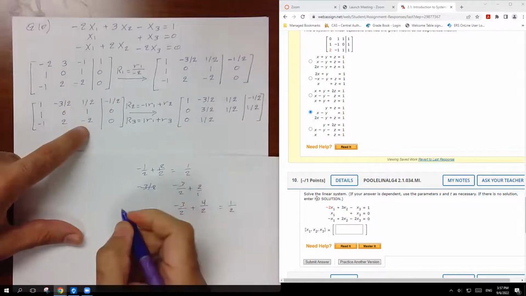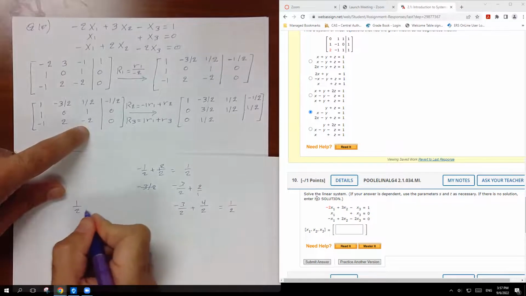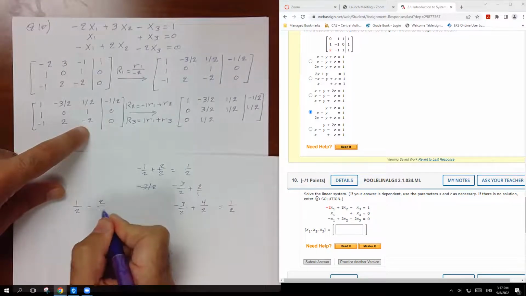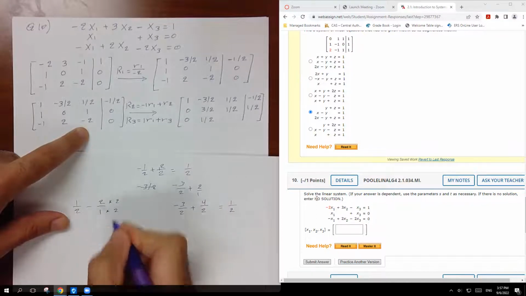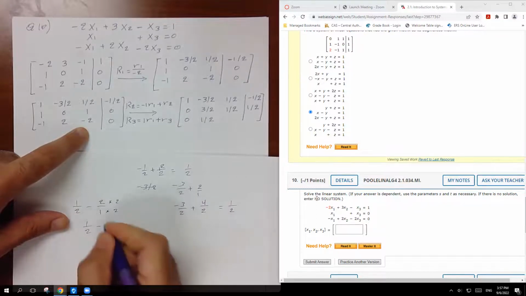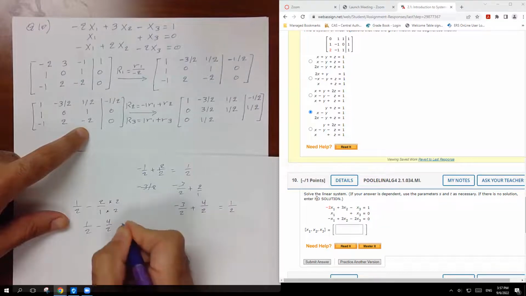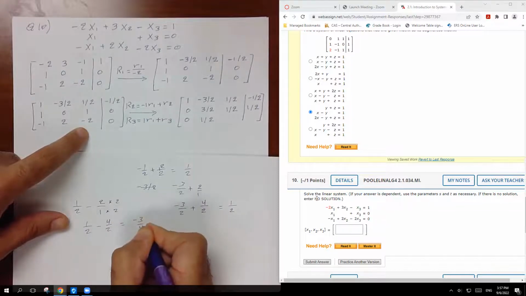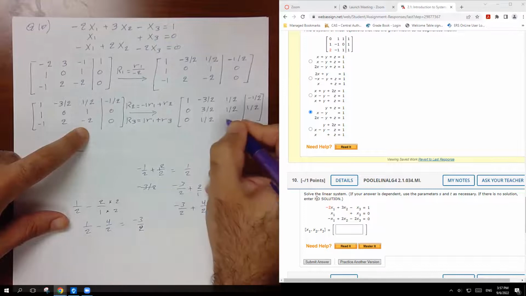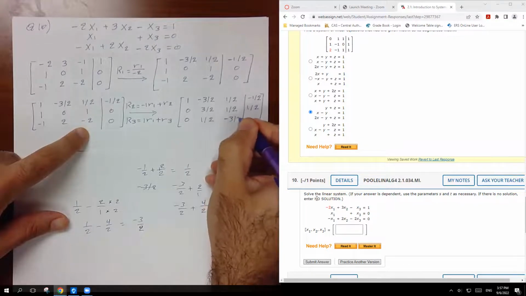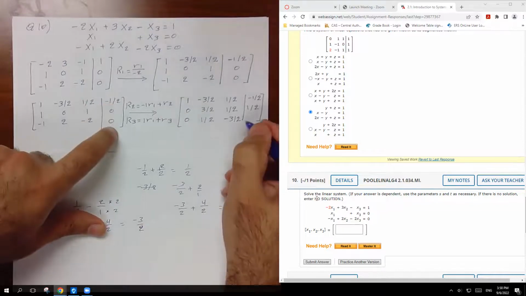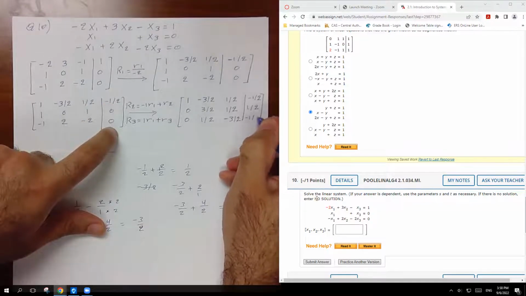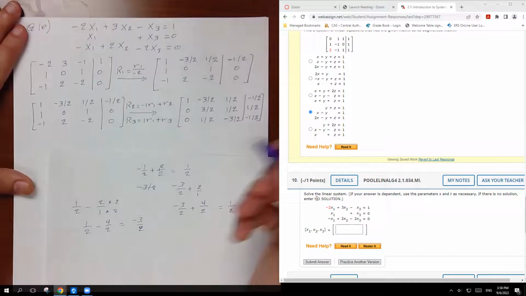1/2 minus 2. Minus 2 is 2/1. So you're going to multiply this one by 2, multiply this one by 2. So it's going to be half minus 4/2. And it's going to be -3/2. So here is going to be -3/2. And the last one, -1/2, add to the 0, so it's going to be -1/2. So we're done with the third row.